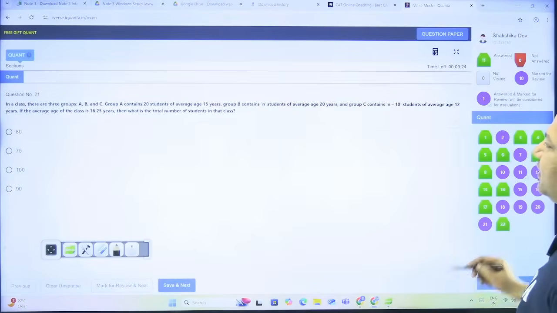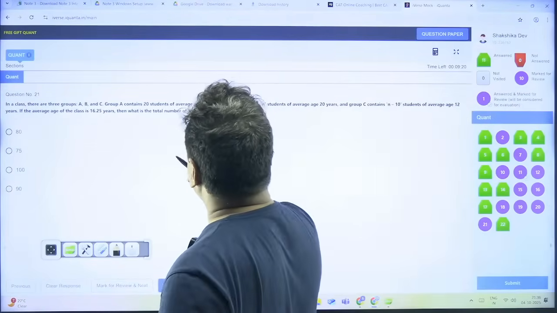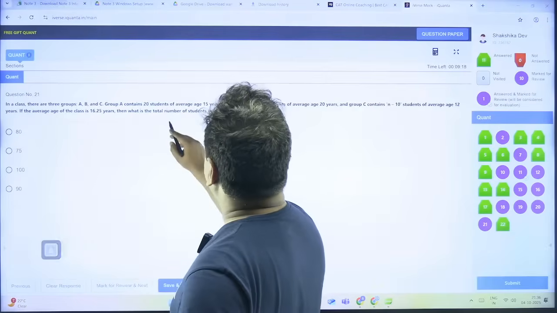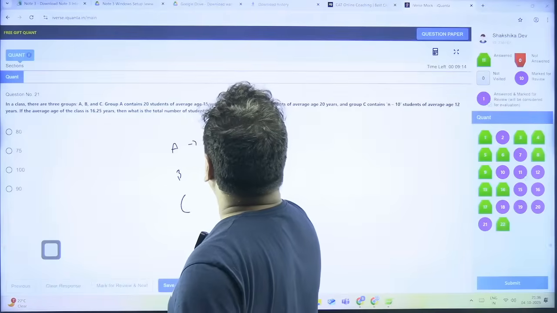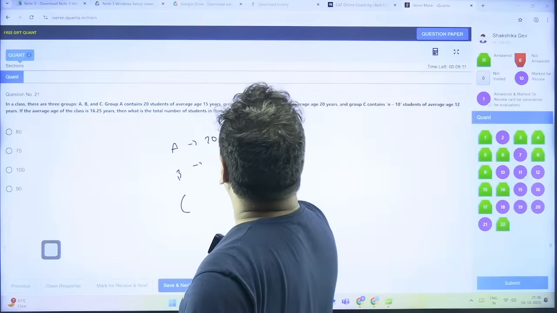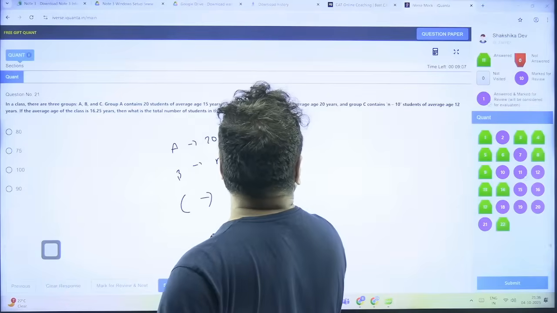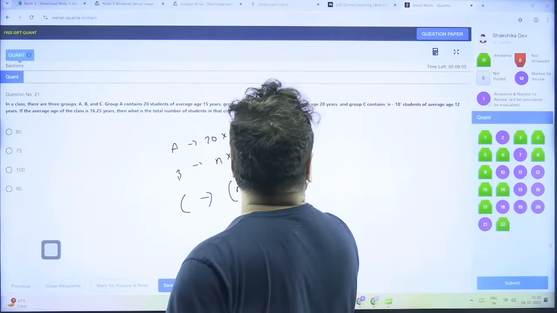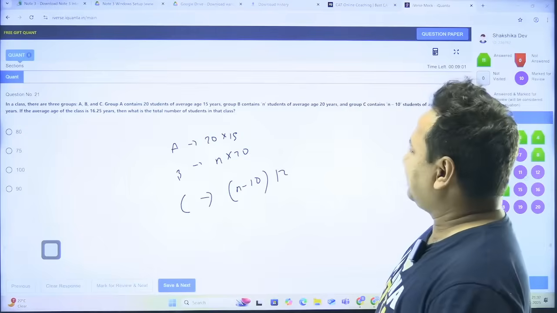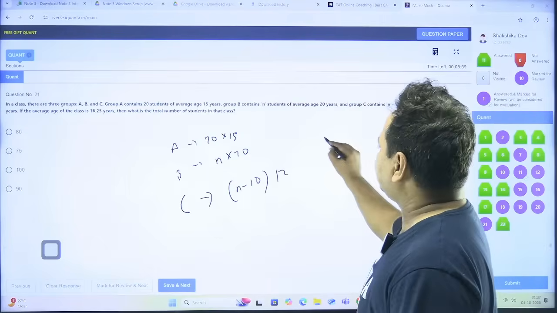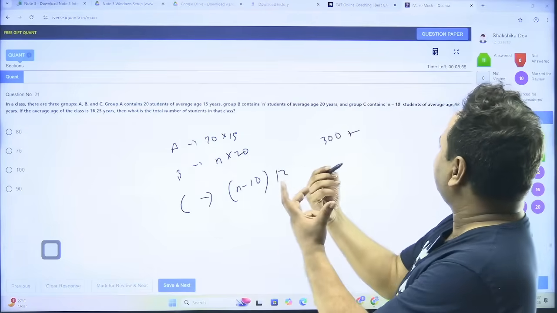21st. In a class there are 3 groups. 3 groups of ABC grouping against 20 students of average age. Okay, this can be done, I think. A, B, C. 20 into 15. Group B contains n students of average 20 years. C contains n minus 10 students of average age 12 years. Average of class is right. Really? Is that the question? So 300 वहाँ पे आ गया. ये 20 लिखा ना मैंने. एक बहुत खराब राइटिंग आ रही है दोस्तों इससे.